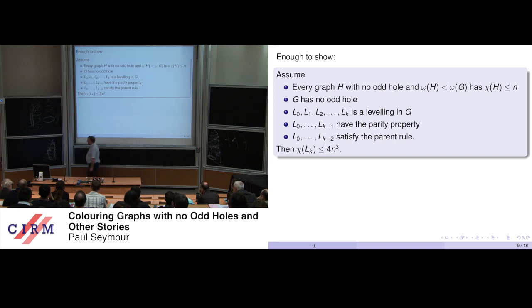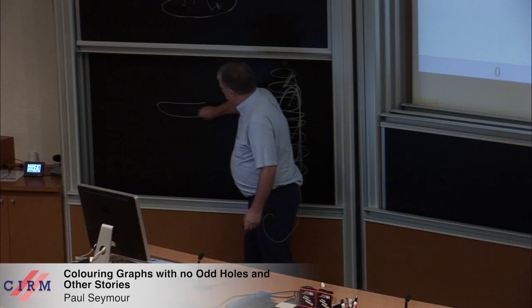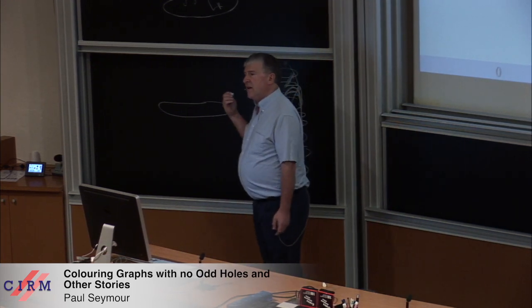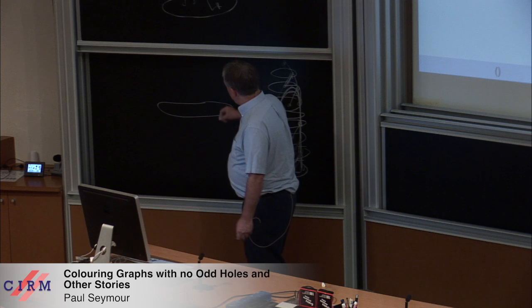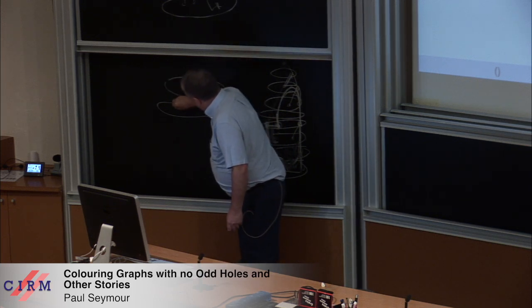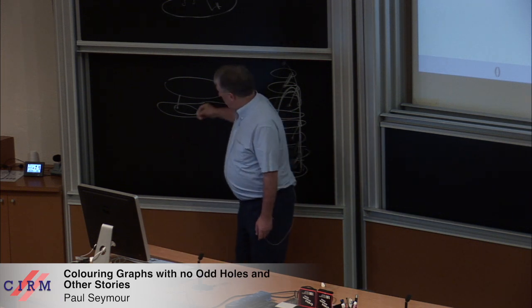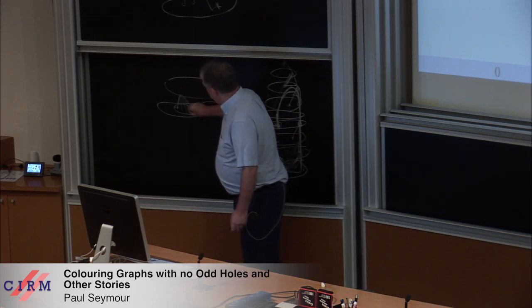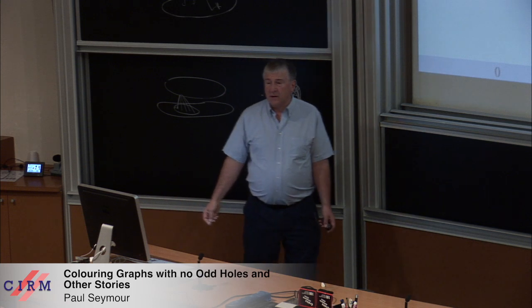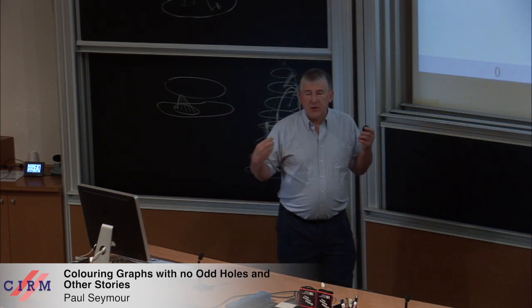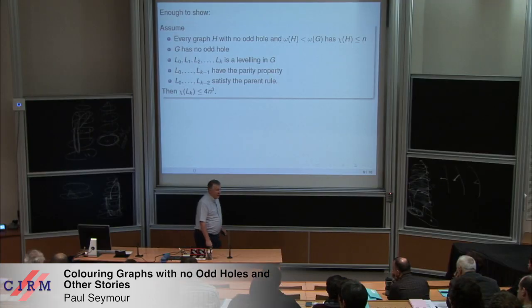Now, what use is the parent rule? Look at a level which has the parent rule. I claim it can't have a maximum clique. It can't have a clique of the same size as a maximum clique in G, because everybody here has a parent, and they've all got the same parent. So this vertex would be adjacent to all of them. You get an even bigger clique. So inside any one level, you don't have a maximum clique. And that means you can color it by induction.